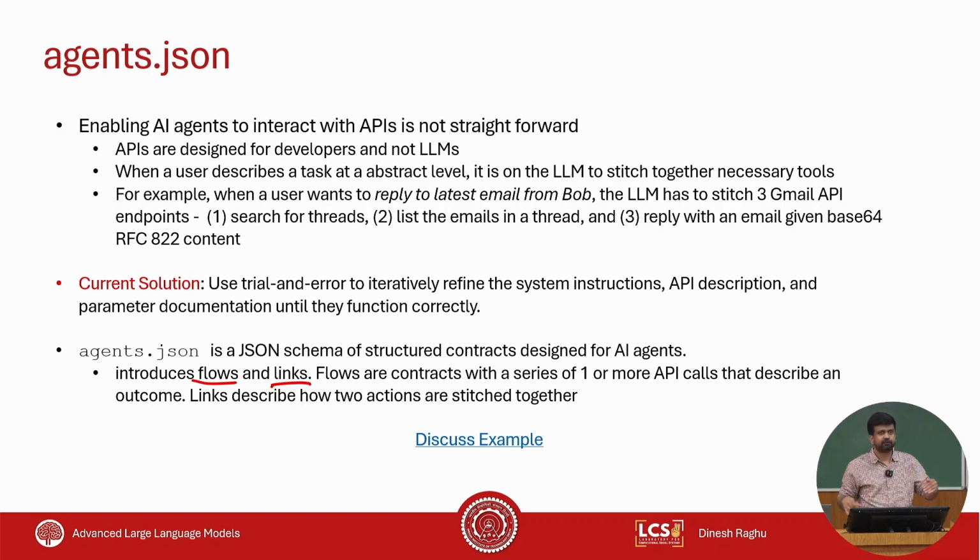So you define the entire flow, you define the links, and you create a new, higher abstraction of an API, which is now readable by the LLM. Because now if it says reply to a contact, latest email from contact, then it will be able to use these in that particular order and then use it.